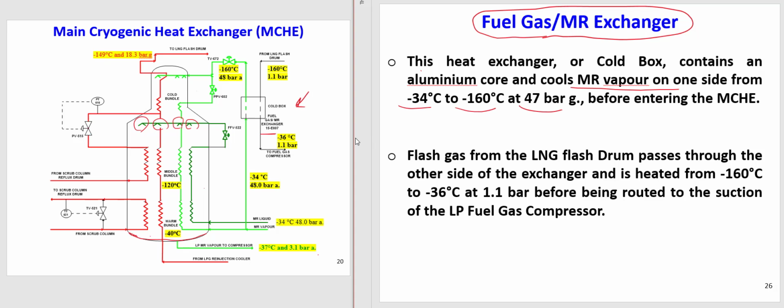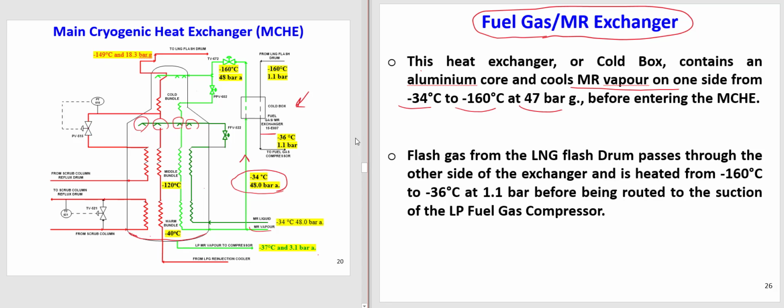So it's a heat exchanger. On one side we have vapor mixed refrigerant that is at minus 34, about 47, 48 bars. It goes to the heat exchanger and it leaves at minus 160 and almost 48 or 47 bar, and then it goes to the main cryogenic heat exchanger.